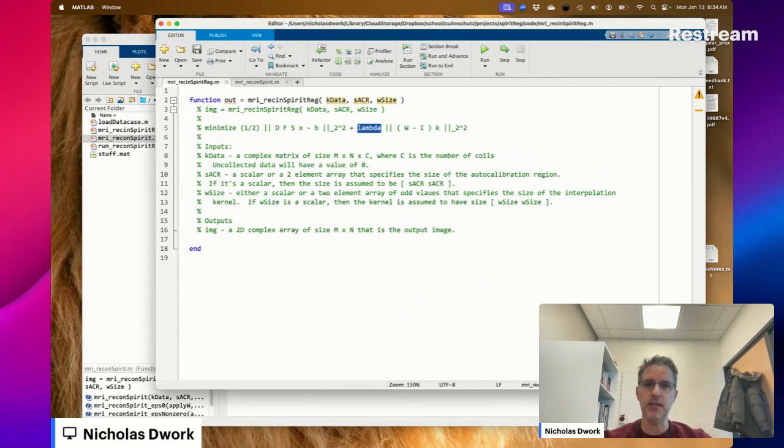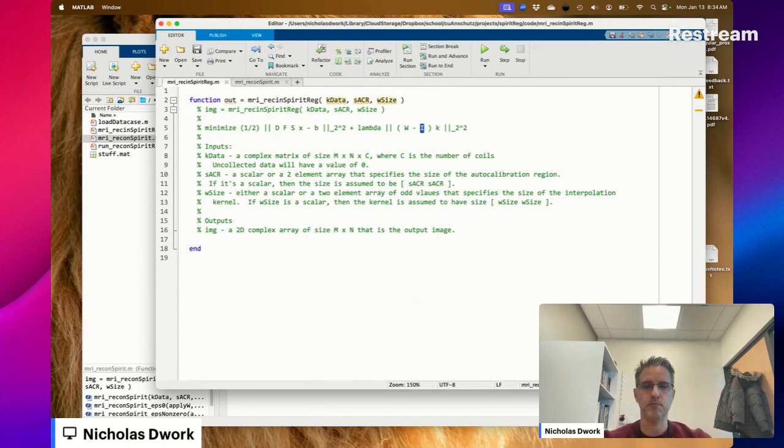Lambda is a regularization variable. So this is the regularization function. If lambda is 0, then we're not using regularization at all. The higher we turn up lambda, the more we make this important. The more we say we really want to satisfy this. And so this says, if we take the SPIRiT kernel and apply it to the k-space locations, and subtract away those k-space locations, then that should be small. That's the assumption of SPIRiT.